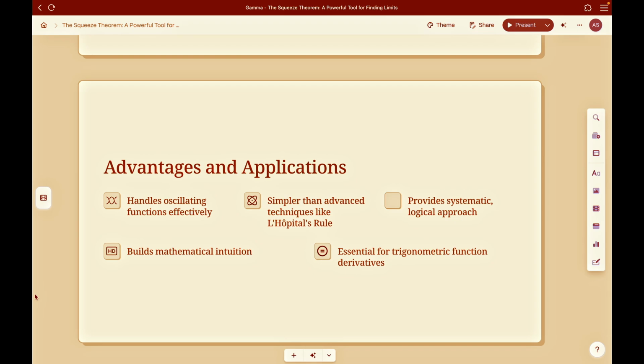So, these are the advantages and the applications. This is pretty much the best method to use if we want to handle oscillating functions effectively. It's simpler than advanced techniques that involve differentiation, like L'Hopital's rule. Then, this also provides a pretty systematic and logical approach. This builds mathematical intuition, basically helping you understand the key concepts behind all of the problems and examples and the theorems. And this is actually one of the main things that will be used to prove trigonometric function derivatives.